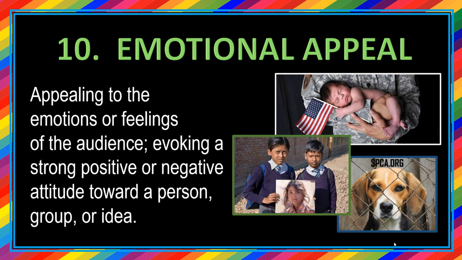Then we have emotional appeal. This is appealing to the emotions or feelings of the audience. It's meant to evoke a strong positive, or sometimes negative, attitude toward a person, group, or idea. So we can see a soldier holding a little baby, holding the American flag here. A little boy is holding up a picture of a little girl. And then, of course, this SPCA ad, this sad little puppy that's sitting behind the fence. And you can cue that sad music to try to pull at someone's heartstrings.